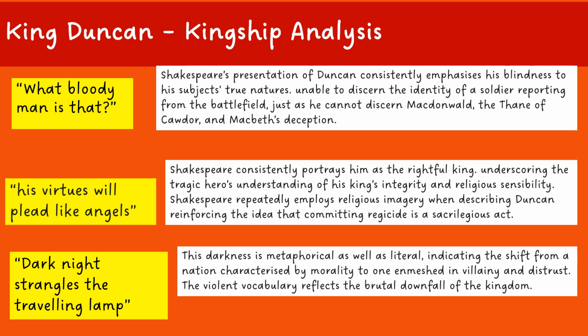And to demonstrate this further, this idea that Shakespeare was proving throughout the play Macbeth is that when King Duncan is murdered by Macbeth, chaos then ensues in the rest of the play. And this is quite identified when it says, "Dark night strangles the travelling lamp." And this is said by Ross in Act 2, Scene 4, okay?